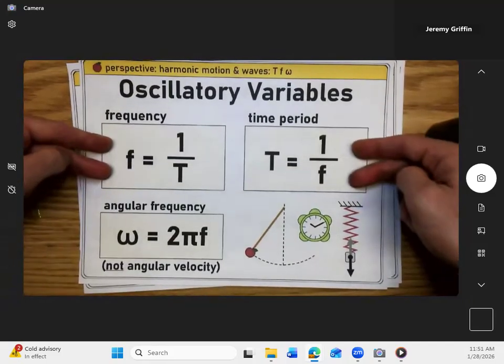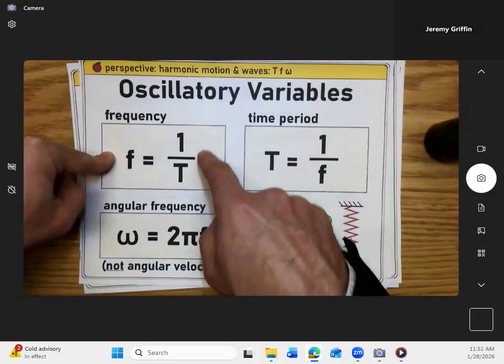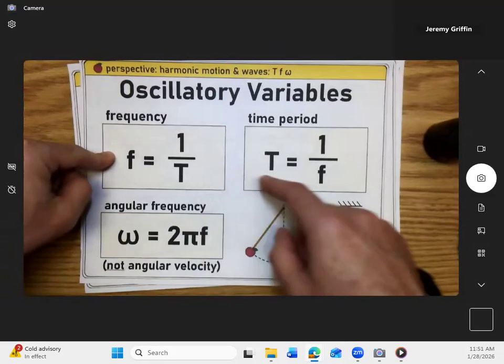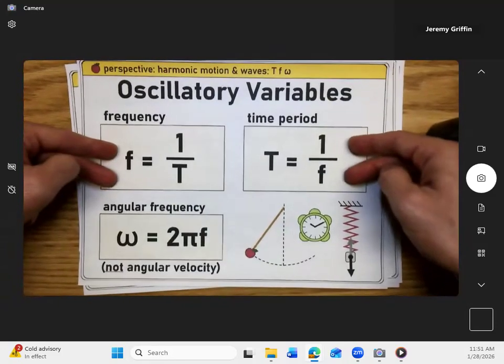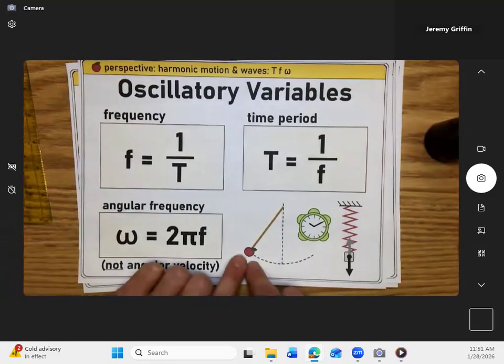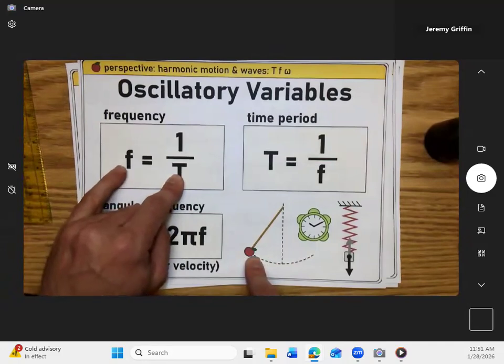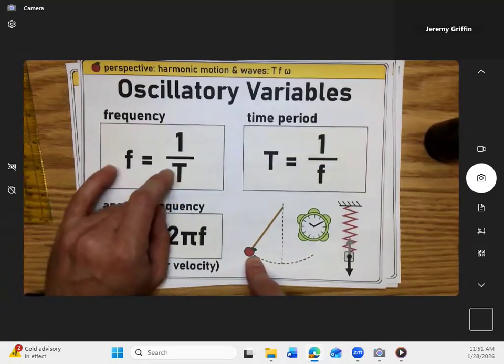Here's another detail. How do you read this again? Frequency is 1 over the time period, and time period is 1 over the frequency. So these are reciprocals of each other. Let's do an example. Maybe you have a pendulum, and the pendulum takes 1 second to swing back and forth. Half a second one way, half a second the other. It takes 1 second to cycle. What's the time period? 1 second. And what's the frequency? 1 hertz, because hertz is cycles per second. So 1 over 1 is 1.